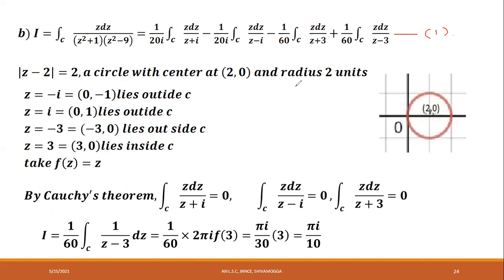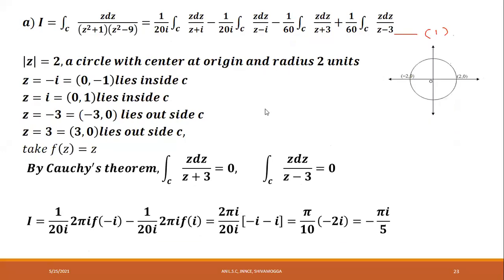Now mark the points one by one. You have to mark 4 points. This is the first case: mod z is equal to 2. Mod z is equal to 2 represents a circle whose center is at origin and radius 2 units. Construct such a circle whose center is at origin and radius 2 units.